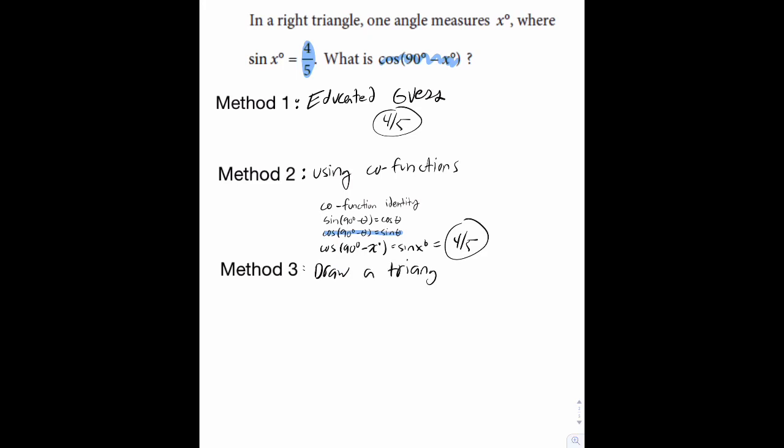Method number three, this is the one I teach my students the most, because in a test situation, you might not recall that formula. Just draw a triangle. So here's our triangle. We'll put a right angle in. Let's put x degrees right here.